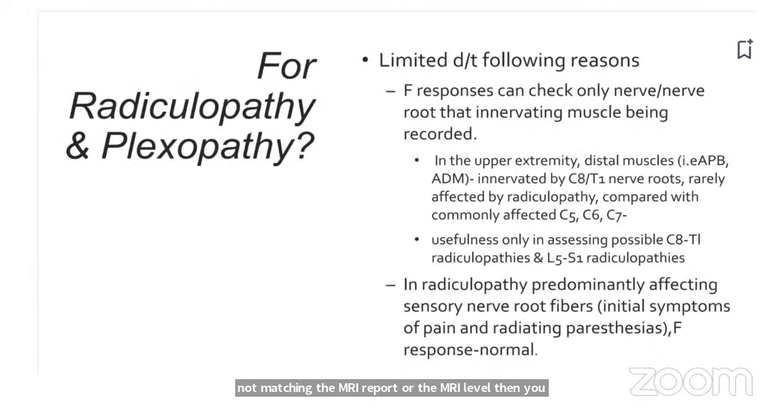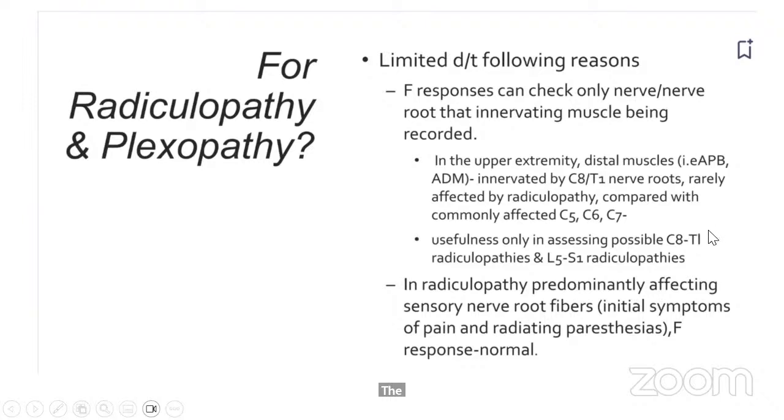The other one is your F response. It will only check for that one particular nerve. It will not check all of them together. When we are looking at the radiculopathies, your F response can be positive, but it is not very specific.